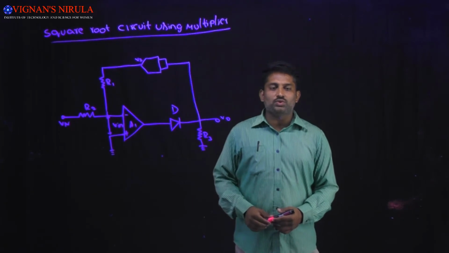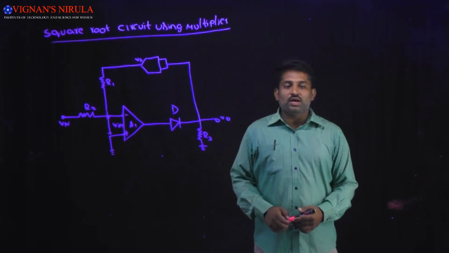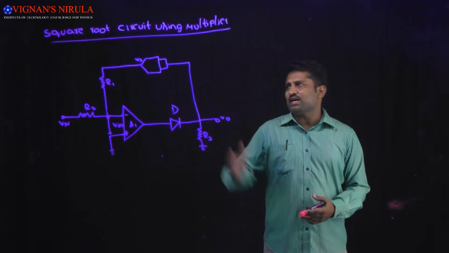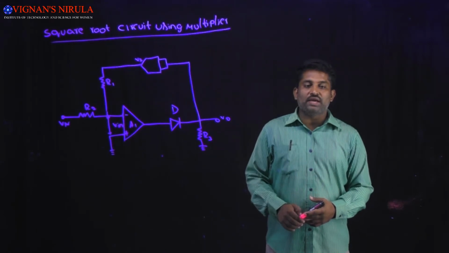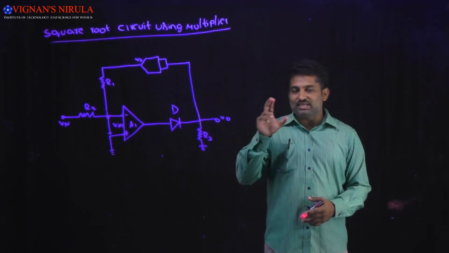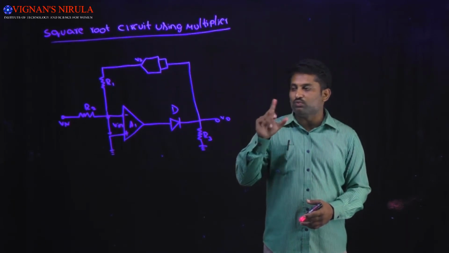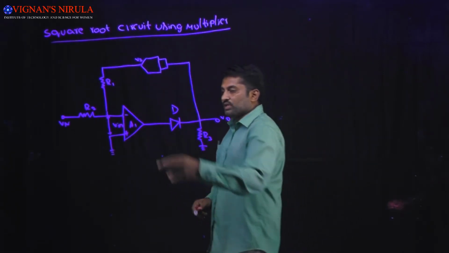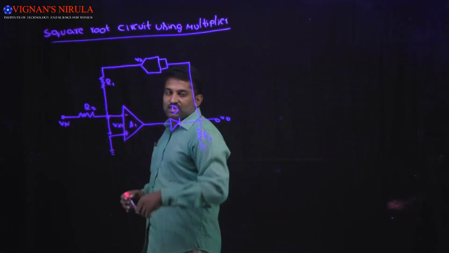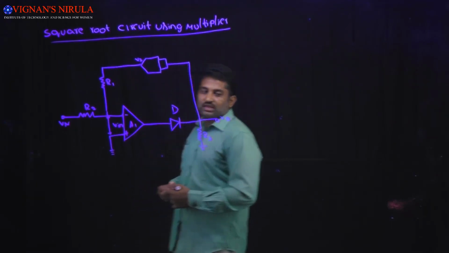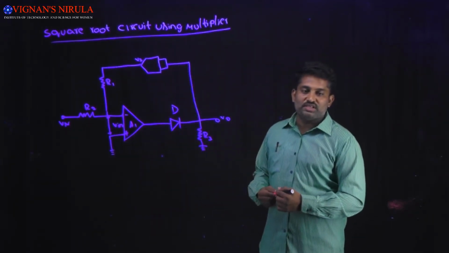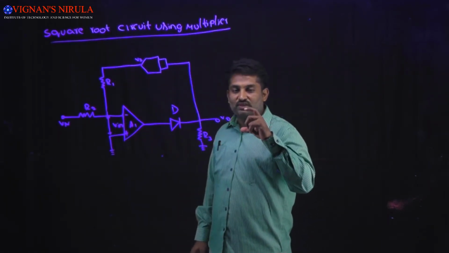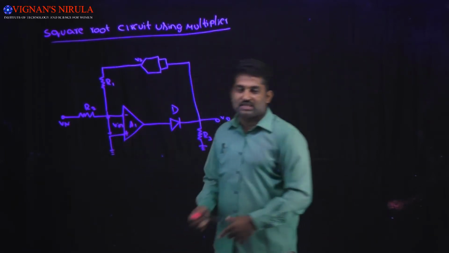Square root circuit using multiplier. Similar to the squaring circuit, we can also design the square root circuit using a multiplier. In this case, the multiplier is configured as a squaring circuit and connected in the feedback path. The op amp A1 is used as an inverting op amp, and its gain is taken as A. The input voltage applied between the inverting and non-inverting terminals is taken as Vin.